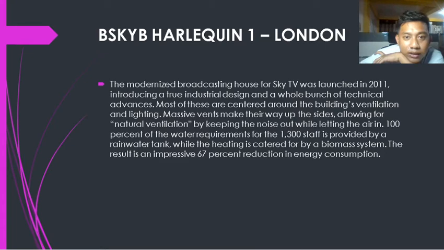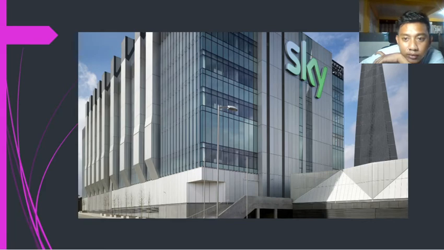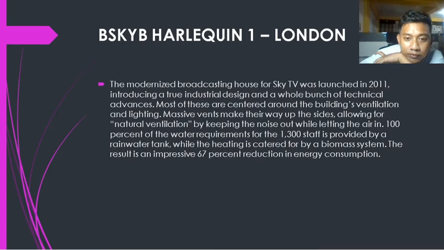BSkyB Harlequin 1. The modernized broadcasting house for Sky TV was launched in 2011, introducing true industrial design and a whole bunch of technical advances. Most of these are centered around the building's ventilation and lighting. So, ito yun guys. Maganda siya. Massive vents make their way up the side, allowing for natural ventilation by keeping the noise out while letting the air in.